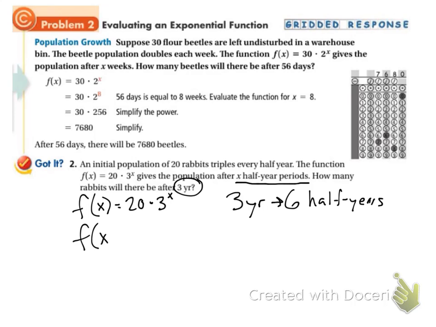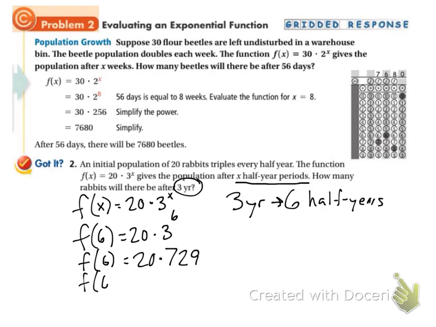So f of x is equal to 20 times 3 to the 6th. Oh, and we can plug in 6 in our function notation as well. So f of 6 is equal to 20 times 3 to the 6, which is 729. And then when we multiply by 20, we get that f of 6 is equal to 14,580. So after 3 years, there's almost 15,000 rabbits, which is pretty crazy.